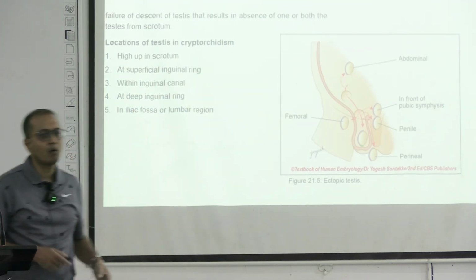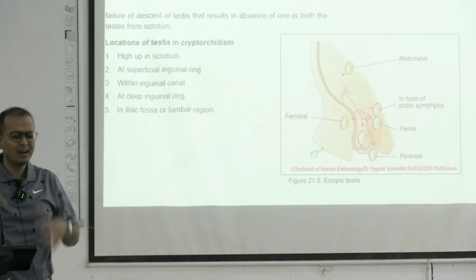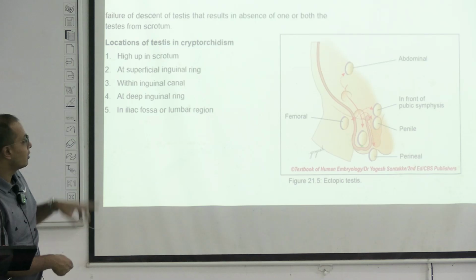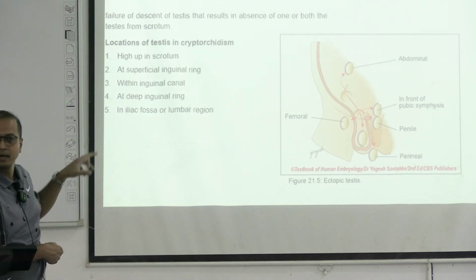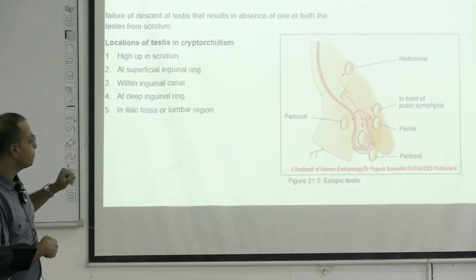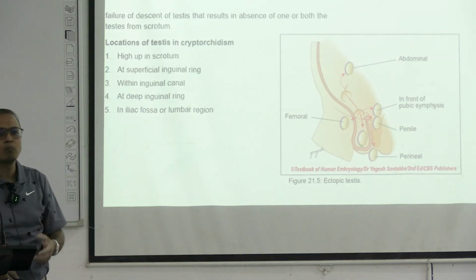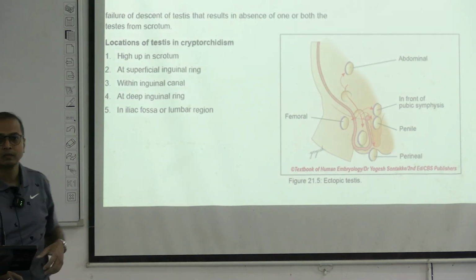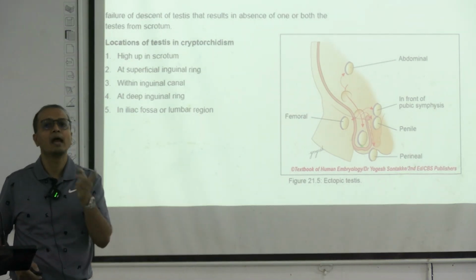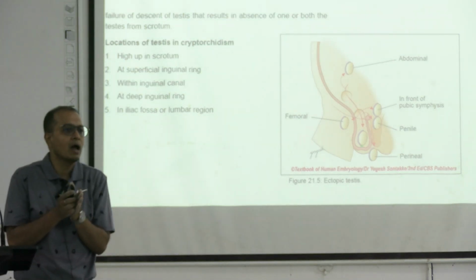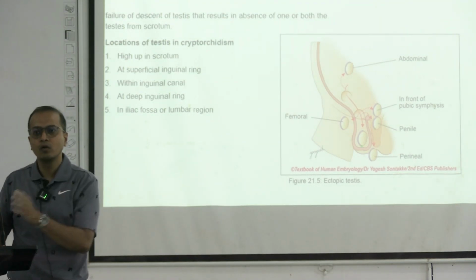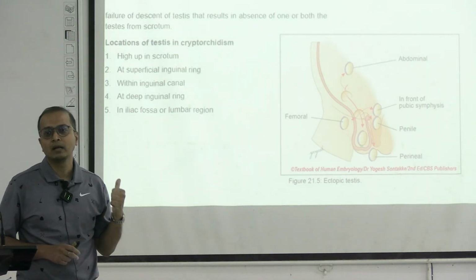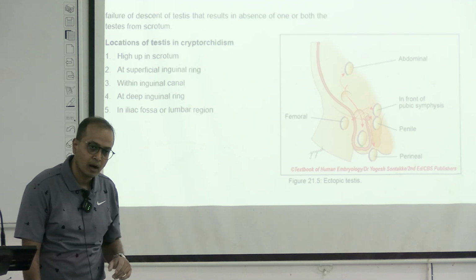Anything beyond this point is ectopic testicle. It may be in the femoral region, which means it is abnormal. It may be at the root of the penis, which means it is ectopic. It may be in the perineum region, which means it is abnormal. This is ectopic. So you should have a clear understanding of what you mean by cryptorchism and what you mean by ectopic testicles. This is the thing that you have to carry.